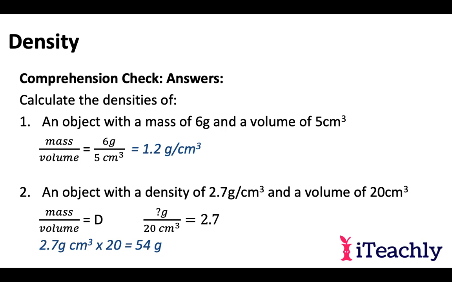Now, in the second one, we need to rearrange the equation because we don't know the mass. We have volume, so we can put that in, and we have density, so we can put that in. In order to solve for grams or mass, we have to multiply the two numbers together by rearranging the equation, and we end up with 54 grams as the mass of this object. So how'd you do?